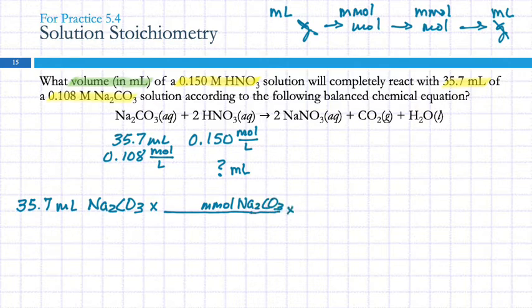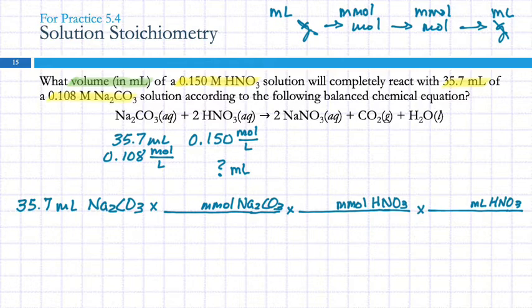And the next is what? Millimoles of HNO3. Oops, not millimeters, millimoles. And then finally at the end, milliliters of HNO3. So milliliters to millimoles to millimoles to milliliters. Any questions about that? Concerns?